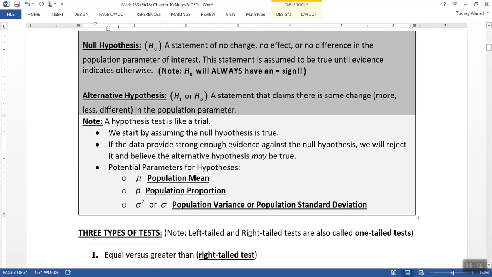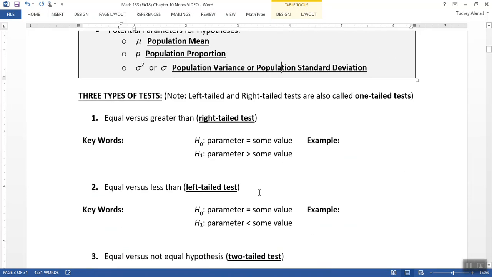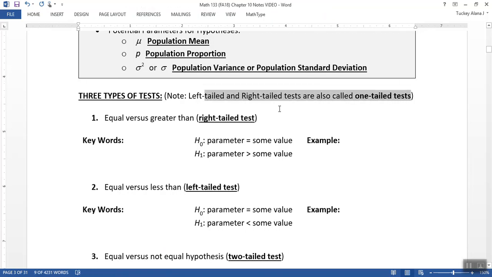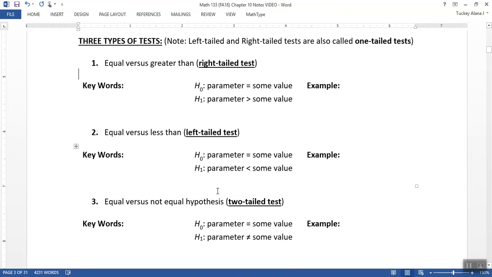Now the potential parameters for hypotheses, and there should have been a few blanks here, but it's from the previous page. The population mean, mu, the population proportion, p, and then the population variance or population standard deviation. Sigma squared is the variance, and sigma is the standard deviation. Okay, now there are three types of tests that we can have, especially in chapter 10, which is the right-tailed, the left-tailed, or the two-tailed test. So the left and right-tailed are each actually one-tailed tests because they only go off in one direction. So the right-tailed only goes to the right, and the left-tailed only goes to the left. And two-tailed obviously is both tails.